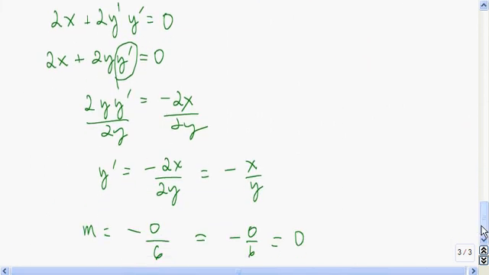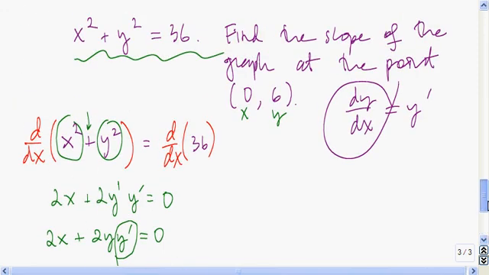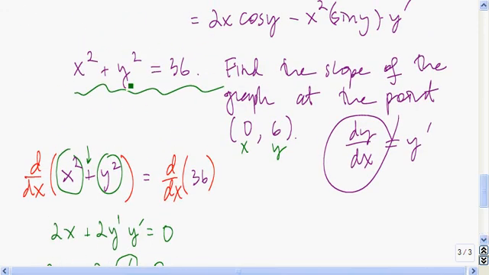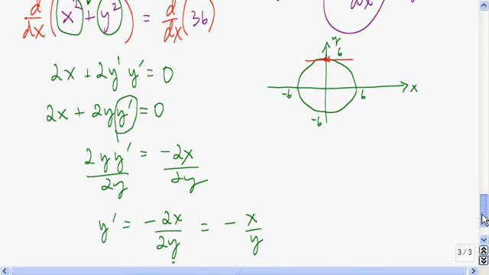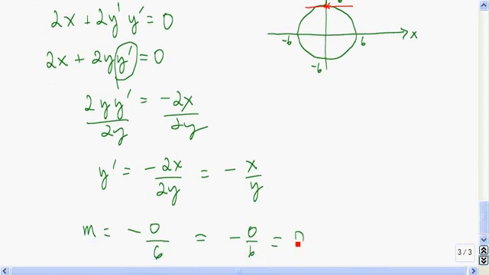That means we have a horizontal tangent line. And that makes perfect sense because the graph of this is a circle of radius 6. The center is at the origin, the radius of the circle is 6, and the point (0, 6) is this point right here. So we definitely have a horizontal tangent line there, so we better get 0 as our answer.